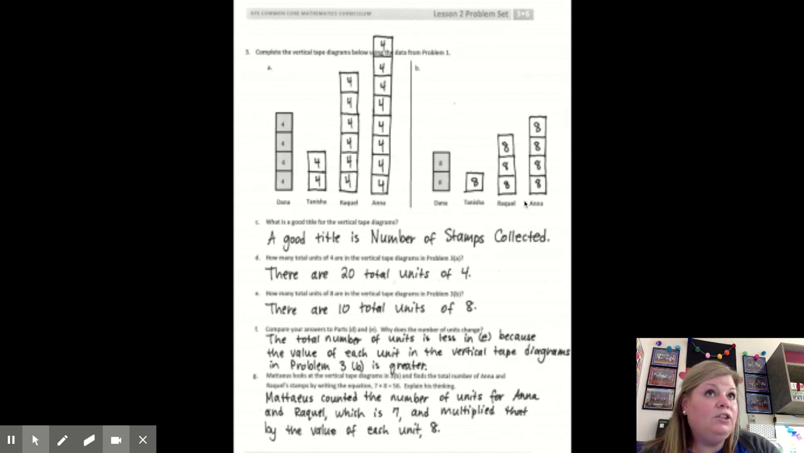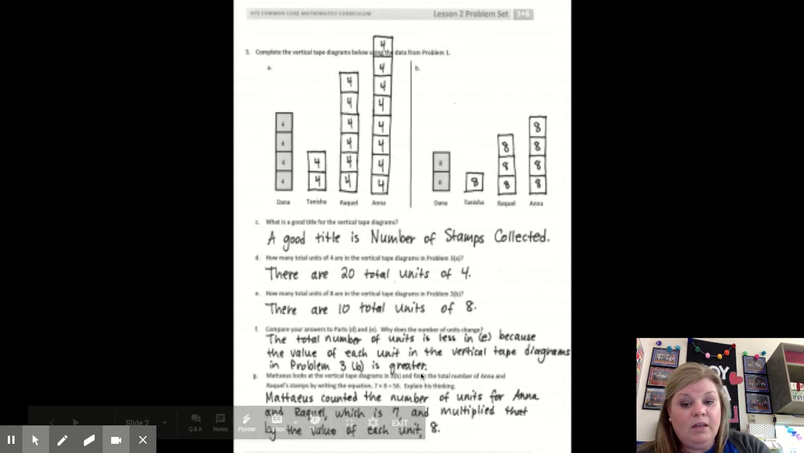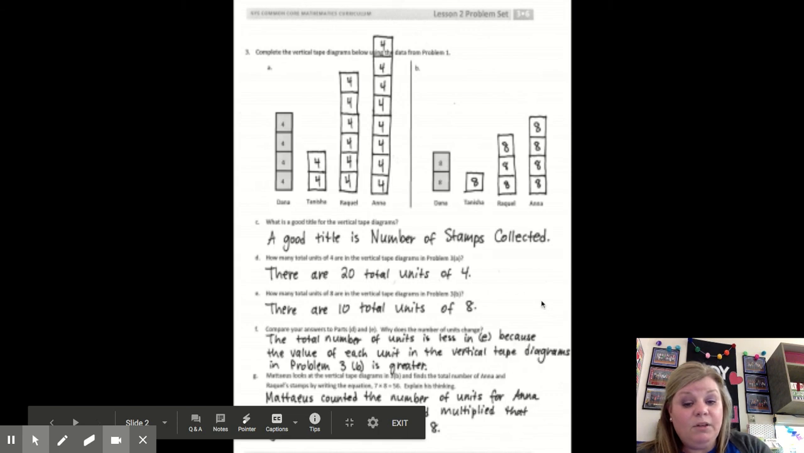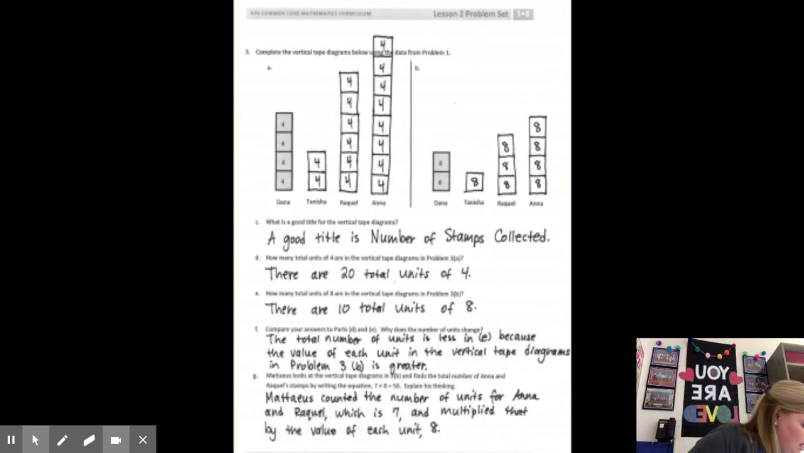And then in G, it says Matthias looks at the vertical tape diagrams in problem 3B and finds the total number of Anna's and Raquel's stamps by writing the equation 7 times 8 equals 56. Explain his thinking. So Matthias counted the number of units for Anna and Raquel, which is 7, and multiplied that by the value of each unit, 8.